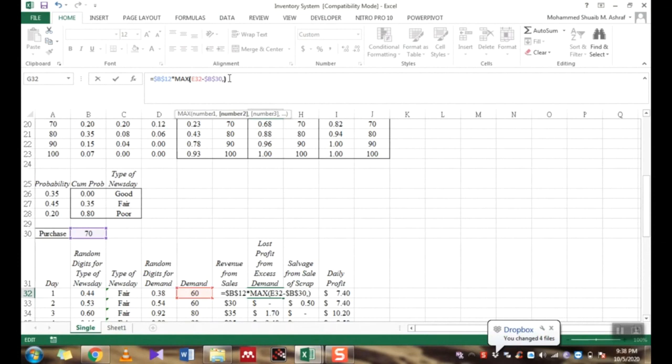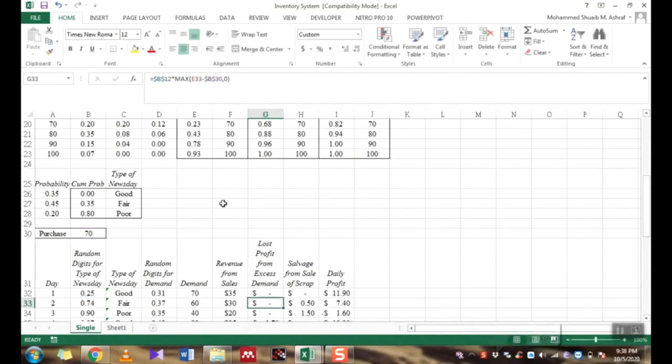Otherwise 0. Sorry. So if the demand is more than 70, we will compute the lost profit from excess demand. Otherwise, the value will be 0. See, here is 0, here is 0, here is 0.